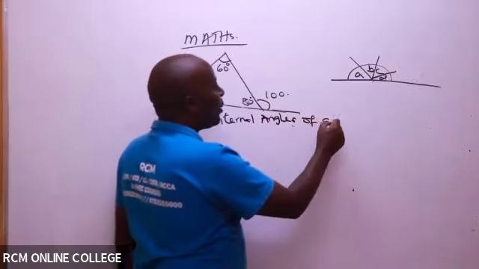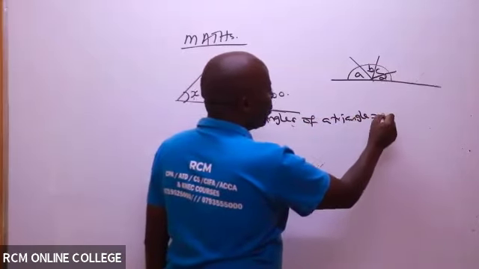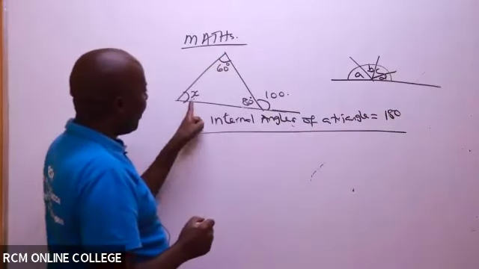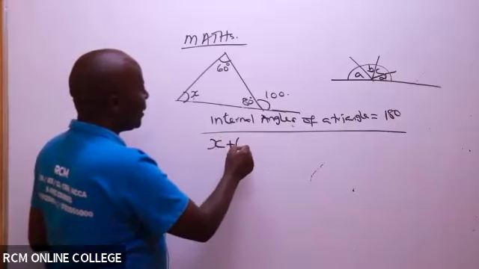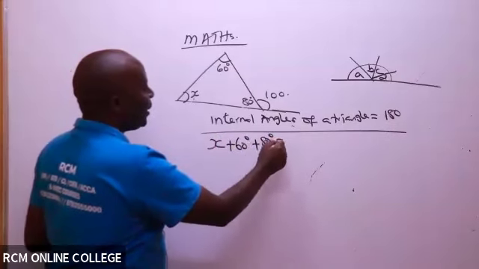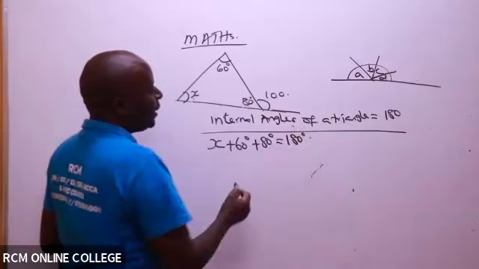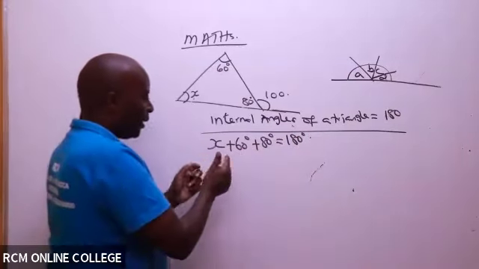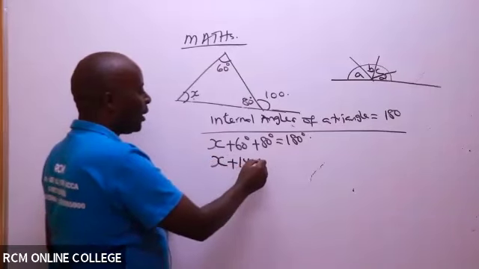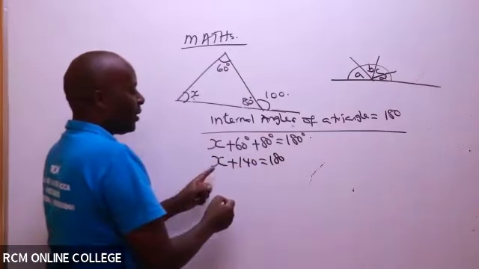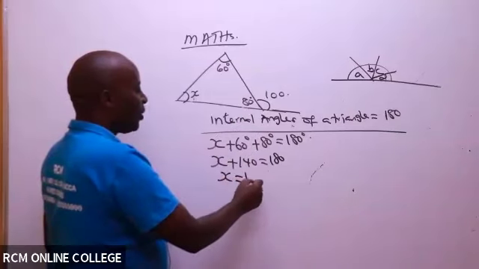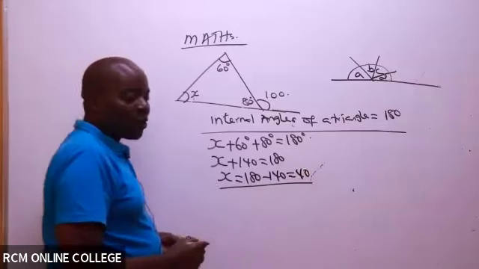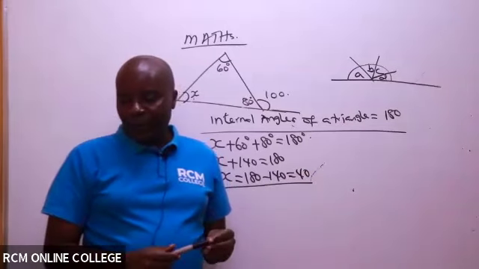Internal angles of a triangle must always add to 180. Very important. So come and add the 3. It will be x plus 60 degrees plus 80 degrees equals 180 degrees. Put like terms together. First of all, start with this and this. Combine them. So x plus 140 equals 180. Take 140 to the other side. So x equals 180 minus 140, which gives me 40 degrees. So x is 40 degrees.